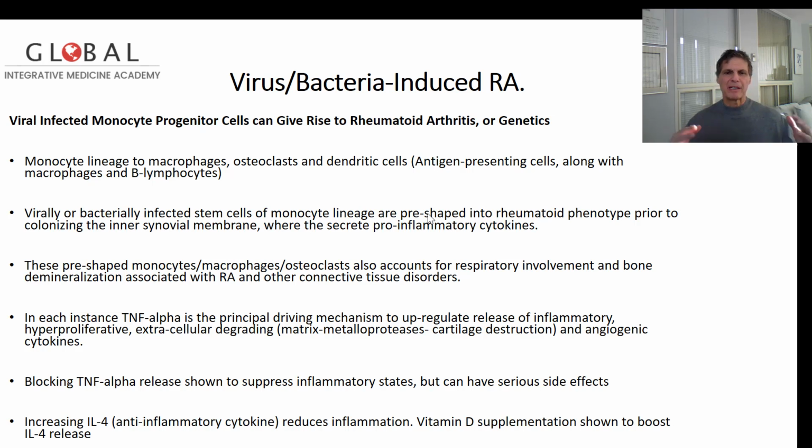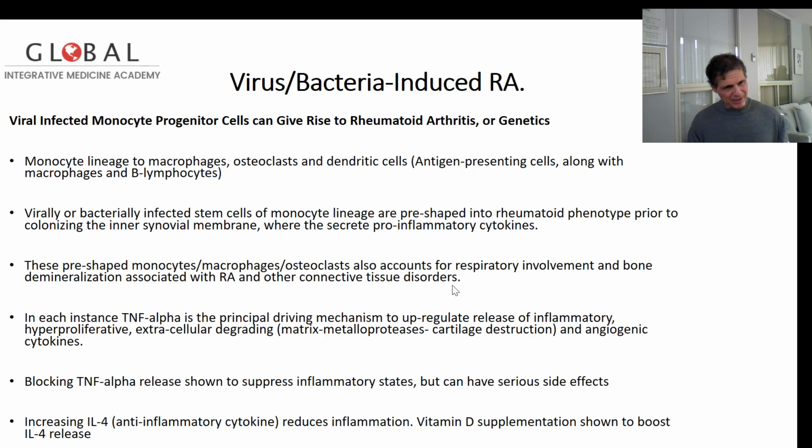So the macrophages are upregulated, the dendritic cells are upregulated, the osteoclasts are upregulated. So you're getting inflammation and destruction of bone. You're getting abnormal antigen-presenting cells telling the immune system to maintain the inflammatory response. So these pre-shaped monocyte macrophages, osteoclasts, account for respiratory involvement and bone demineralization associated with rheumatoid arthritis and other connective tissues. So it's not just the joints are being affected. Wherever the monocytes go, all of those tissues are going to be affected. So when you're studying rheumatoid arthritis, in the beginning it doesn't make sense.